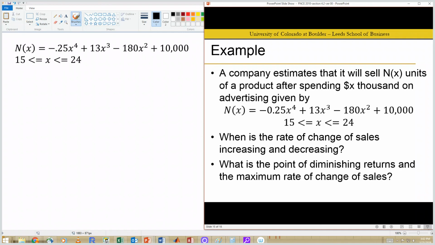We have two questions to answer. One, when is the rate of change of sales increasing and decreasing? And two, what is the point of diminishing returns and the maximum rate of change of sales?